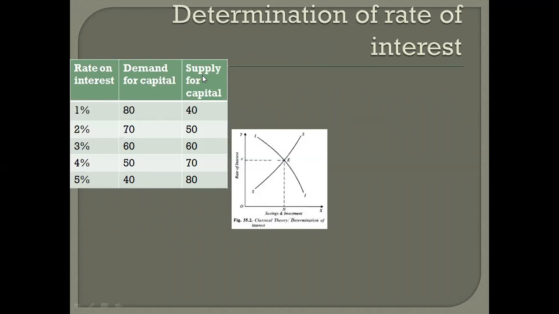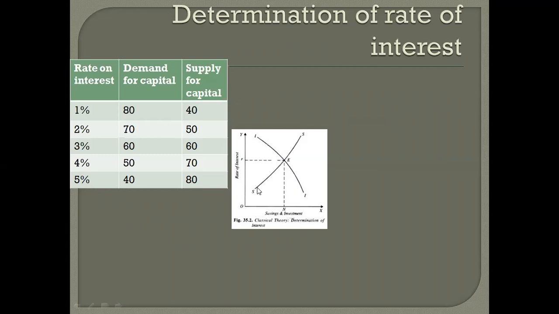On the other hand, supply and rate of interest has positive relation. Higher the interest, higher may be the supply of capital. See, at 5% your supply of capital may be 80. There is a positive correlation between supply of capital and rate of interest. See, at 1% your supply of capital is 40. Here there is inverse relationship between demand and rate of interest. See, this demand curve is always downward sloping in the diagram.